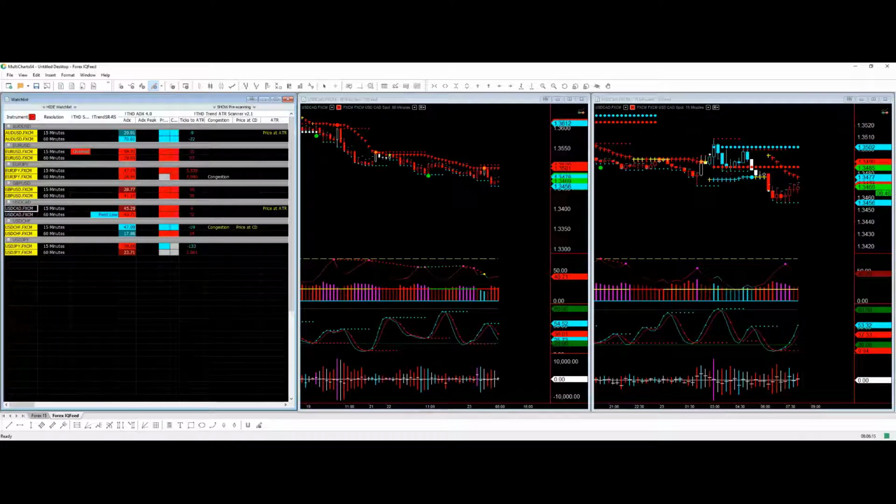This just allows us to monitor multiple time frames in multiple instruments. Does everybody understand that? Any questions on the scanner window?